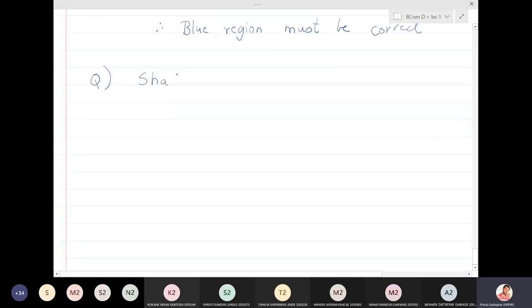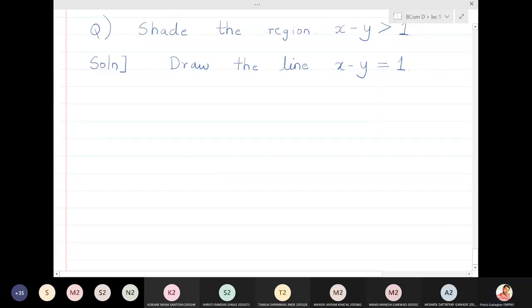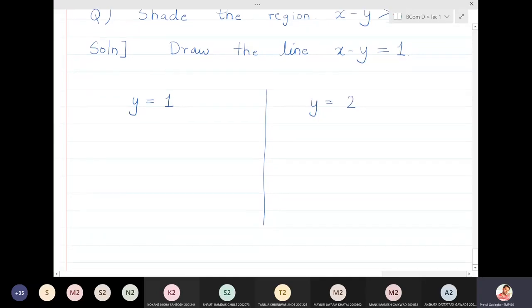The region x minus y greater than 1. Let us see what is the answer. So we will first draw the line x minus y equal to 1. Okay, here I will take two sample values of y. Let me take y equal to 1 and let me take y equal to 2 in these two points.